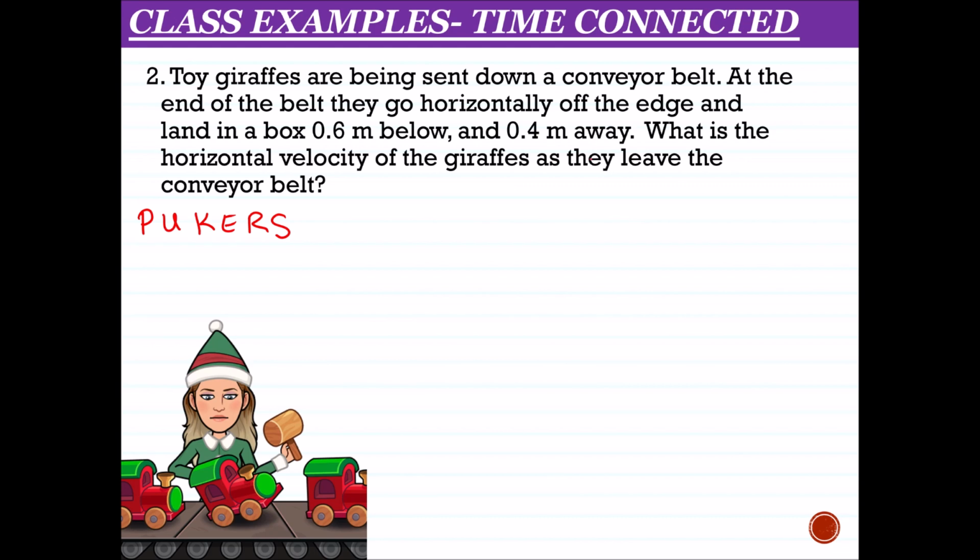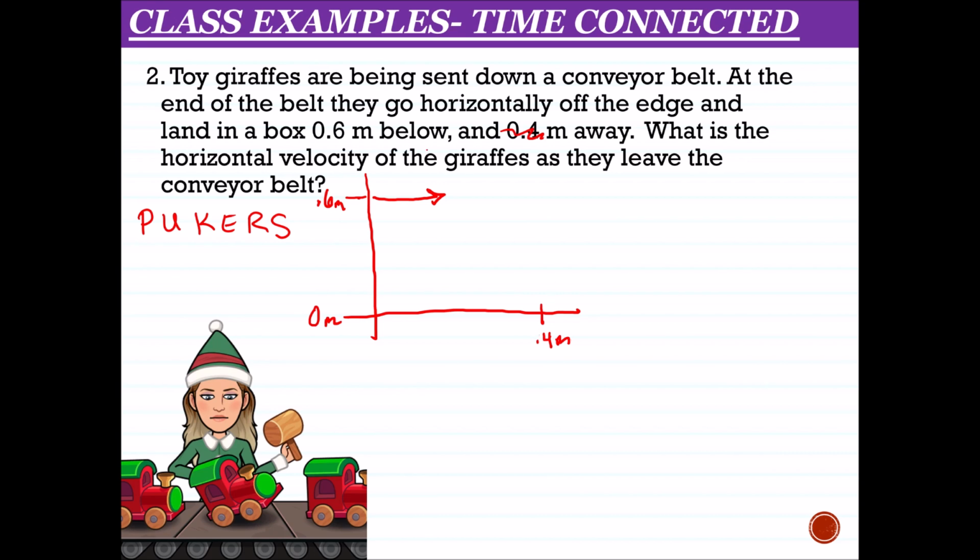All right, toy giraffes are being sent down a conveyor belt. At the end of the belt, they go horizontally off the edge. Where's my pen? There it is. They go horizontally off the edge and land in a box that is 0.6 meters below. I'm going to draw my y-axis here, my x-axis. This marks 0.6 meters. I'm going to mark the ground as 0 meters. And it says that they land 0.4 meters away. Now instead of putting time here, I'm just going to put 0.4 meters for horizontal displacement.